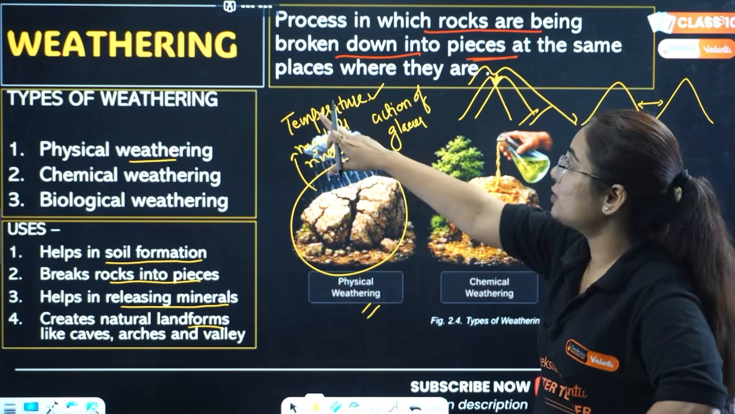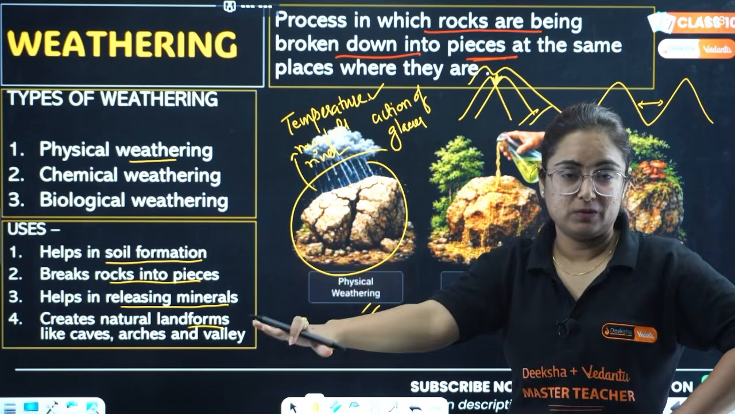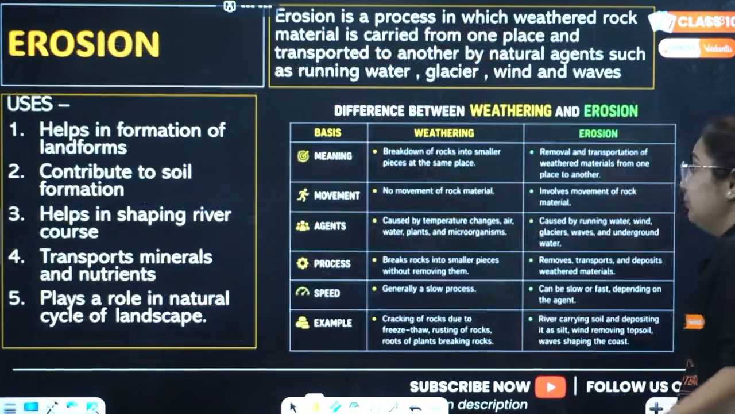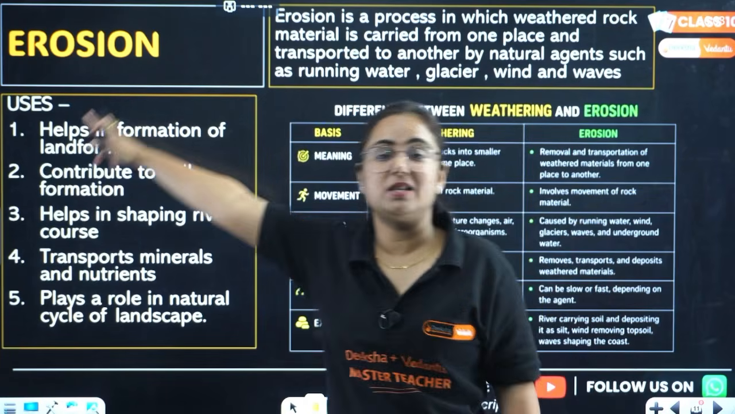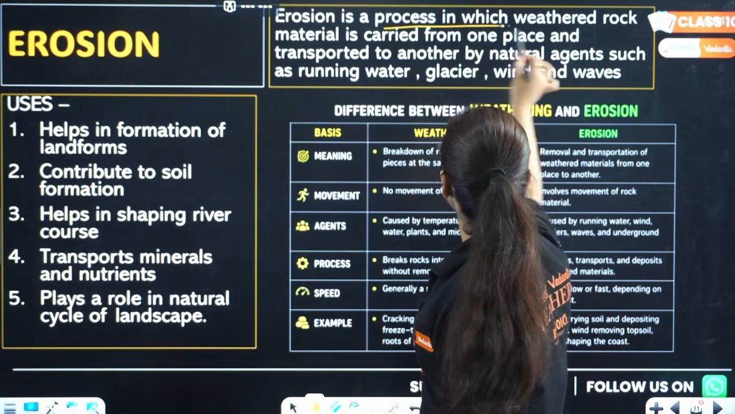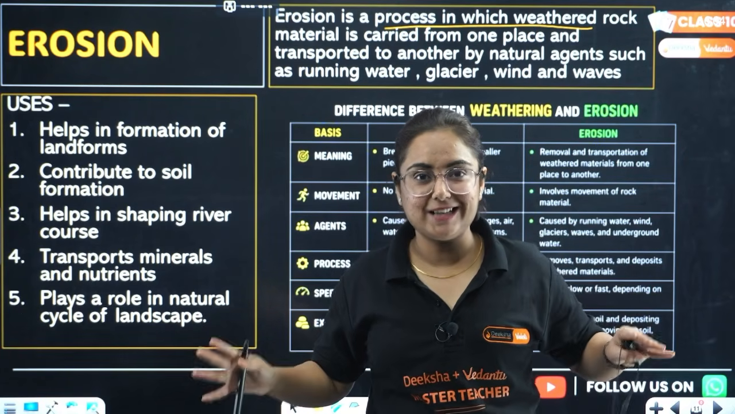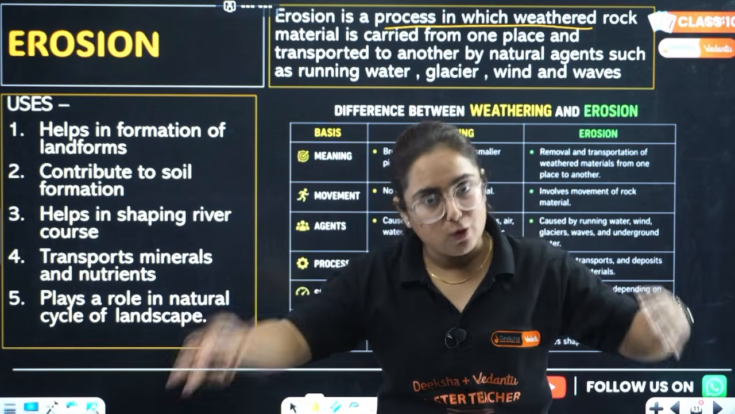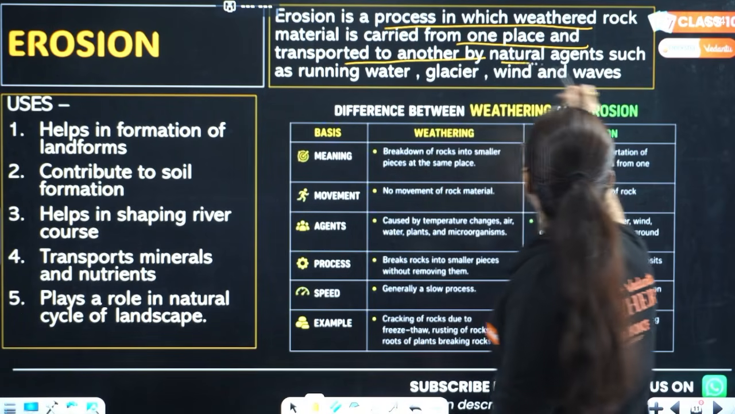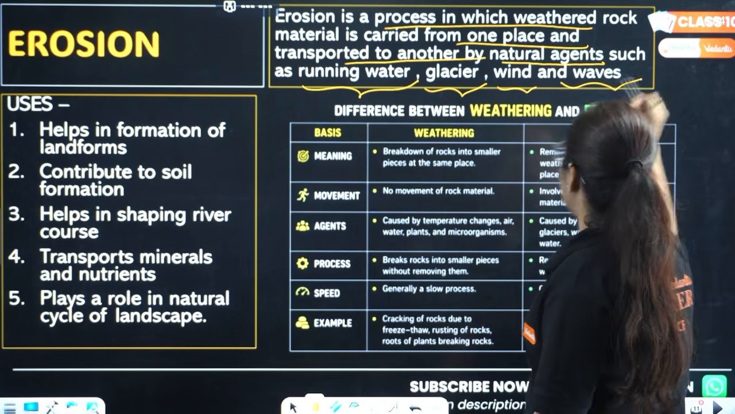However, here we are talking about weathering. In this process, the rocks do not move. It breaks down in its own place, because we have one more concept, erosion. What is erosion, my dear student? This is a process in which weathered rock, the rock that broke away, pay attention, is now moving from one place to another by natural agents like running water, glaciers, wind and waves.